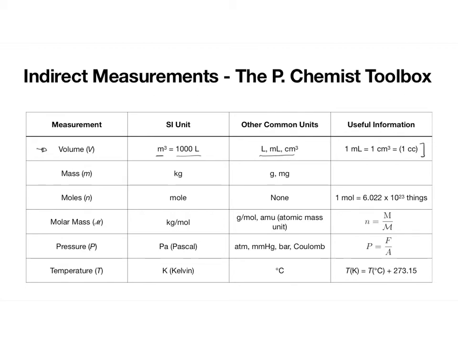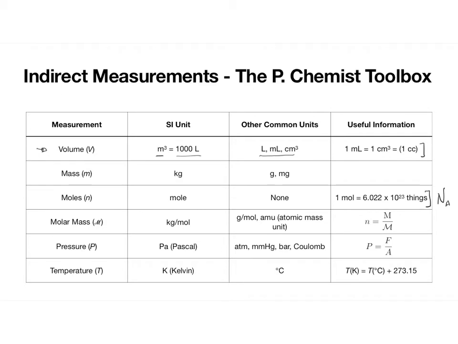Mass, the SI unit is kilograms, but we like to measure in grams and milligrams because it's rare that we have a full kilogram of anything. Moles. Well, it's a mole. And this is your reminder about Avogadro's number. And remember that a mole is just a count of how many things you have. And 1 mole is equal to 6.022 times 10 to the 23 anything. We often give this the symbol capital N with a subscript A.